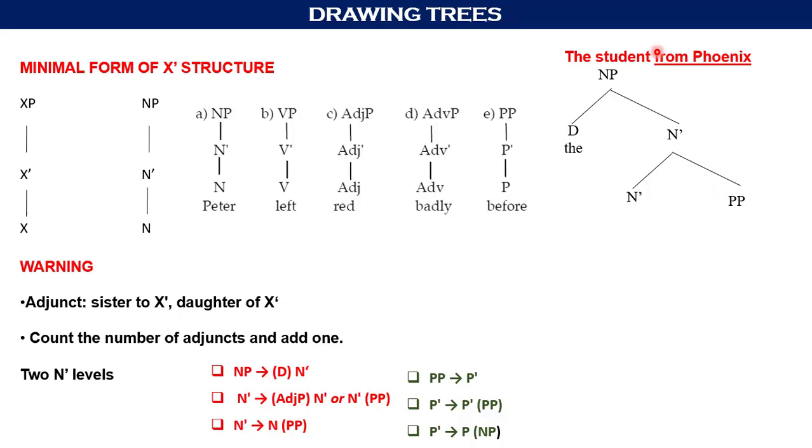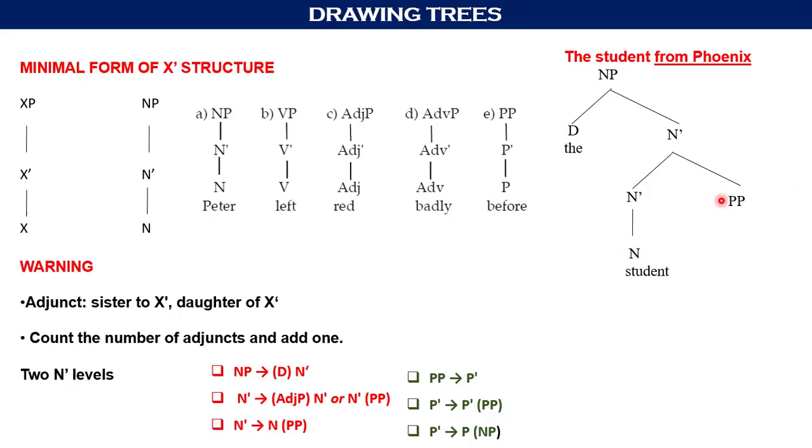Now from here, do we have any other adjuncts? No. Since there are no adjuncts again, and there is no complement of this noun, we can go ahead and bring our head word, because the minimal form of the noun phrase should be an NP, an N bar, and an N. We already have our NP, we have our N bars, so we are left with N.